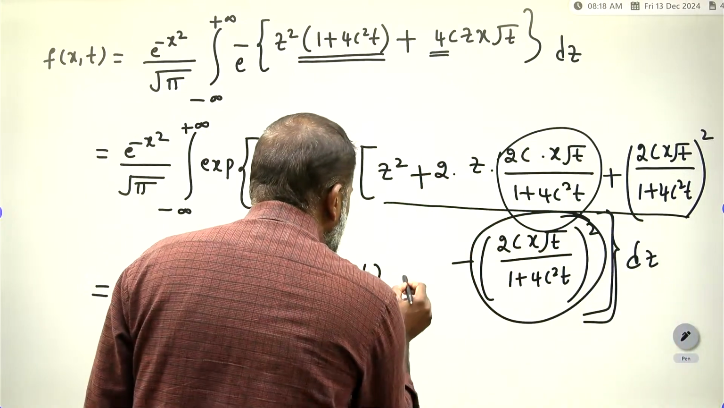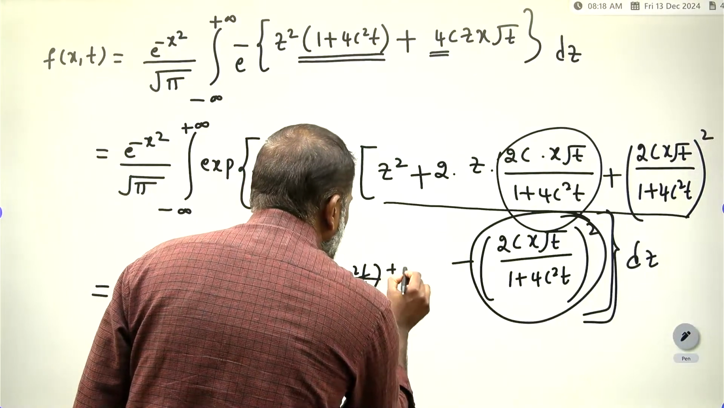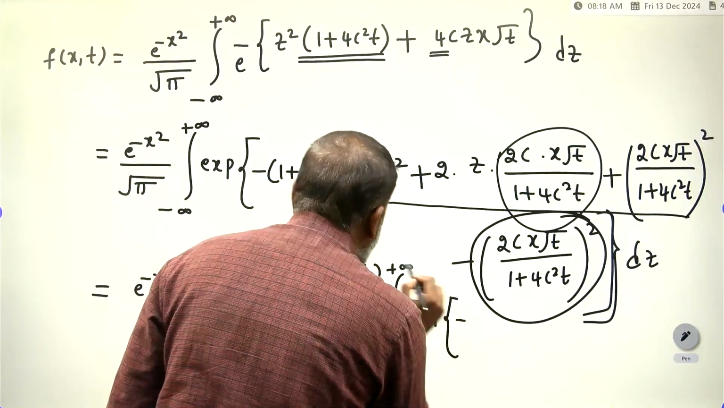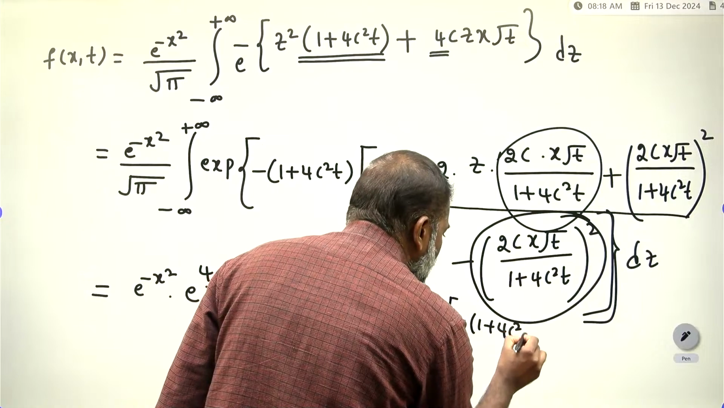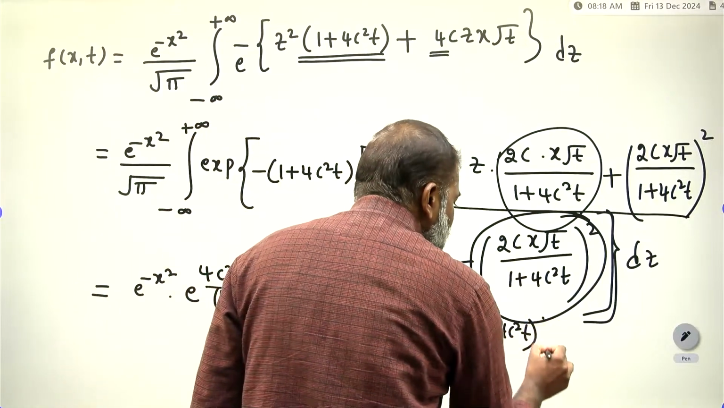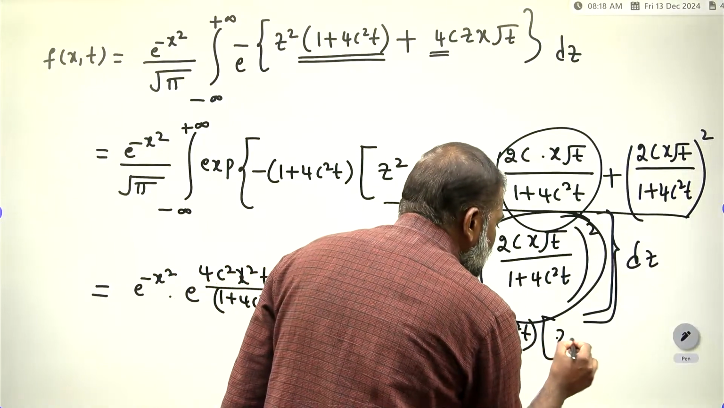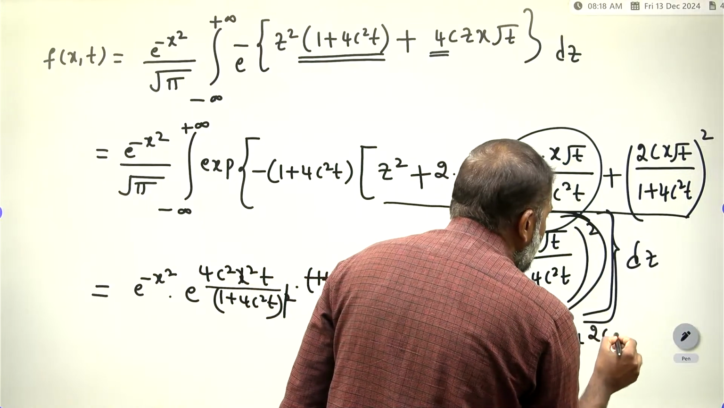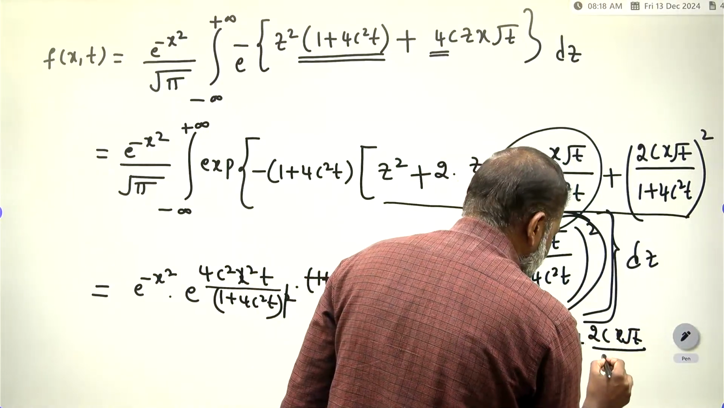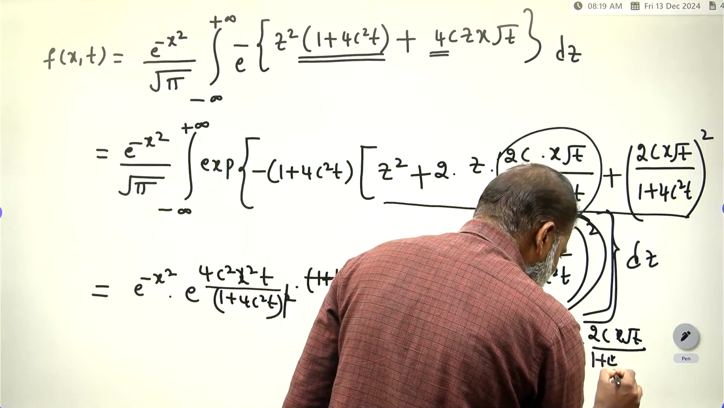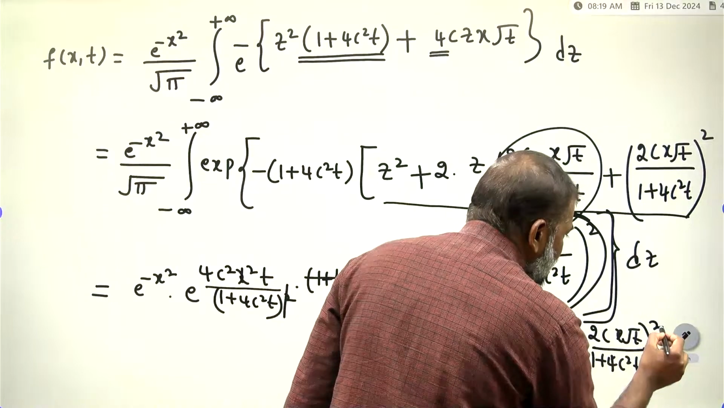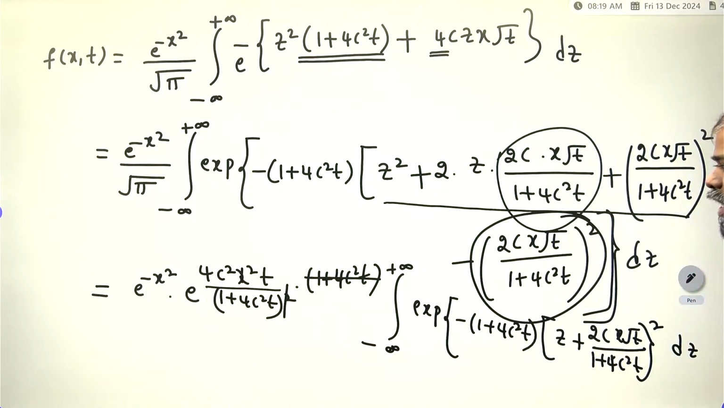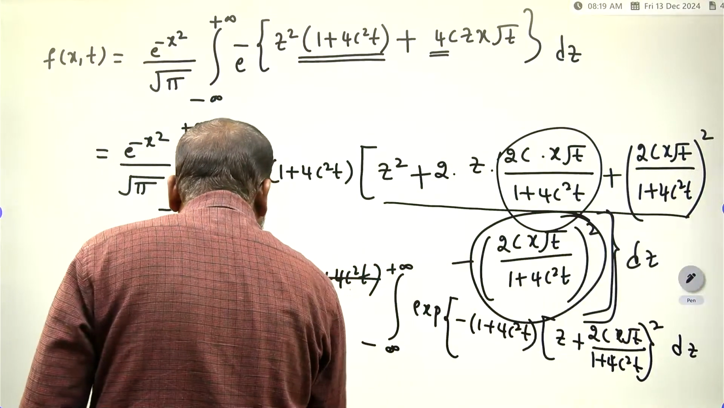Clear? So now you have to start the integral, from minus infinity to plus infinity. This term is there, exponential of minus (1 plus 4c square) t into, which one do we have to write here? z square means z plus 2ab, where b is equal to 2cx root t divided by (1 plus 4c square t), whole square into dz. Whole square into dz I am writing. Clear?